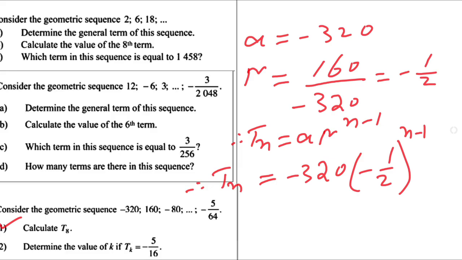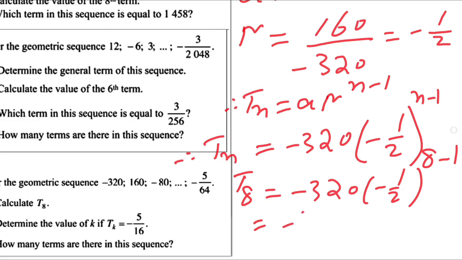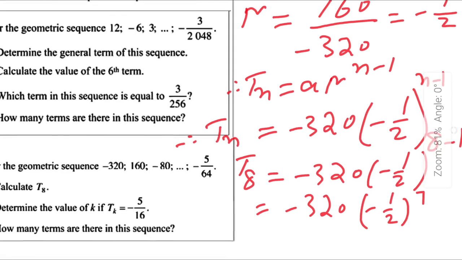Now I need to find T8. So in place of n, I'm going to substitute 8: negative 320 times negative 1 over 2 to the power 8 minus 1. That's going to be negative 320 times negative 1 over 2 to the power 7. So I use my calculator. The answer is equal to 5 over 2. So this is my final answer.